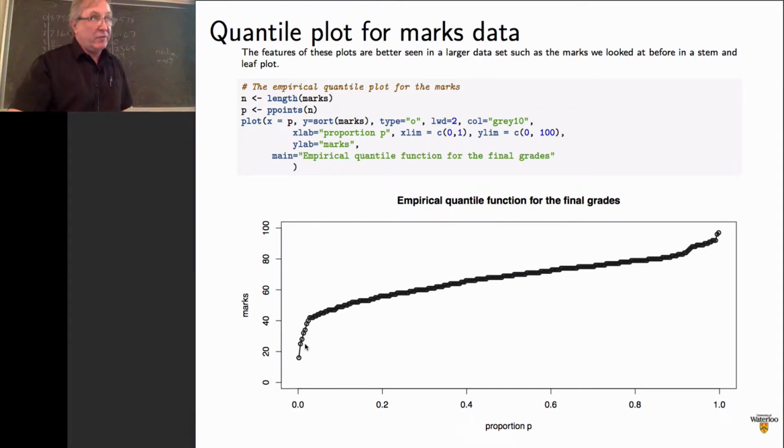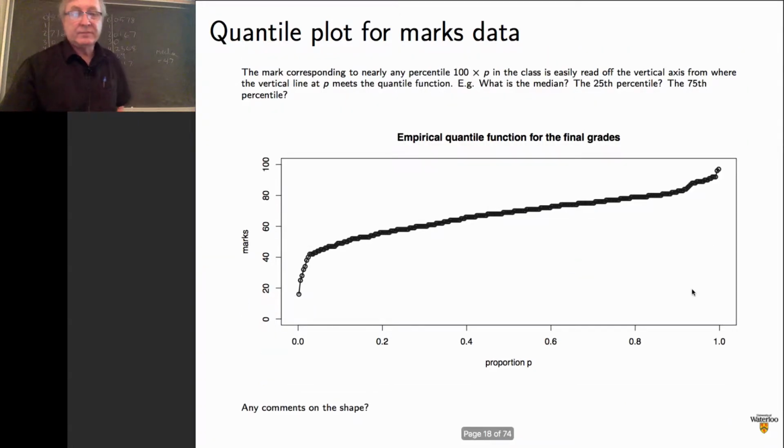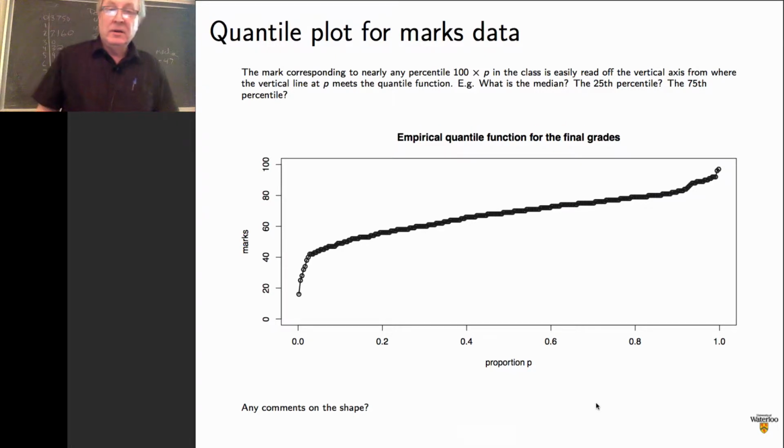Think about that stem and leaf plot. From this, you can of course read off any value. If I find the median, what do I have to do? Well, I have to figure out where 0.5 is here, where it strikes this graph, and what mark that corresponds to, right? So just reading that off.